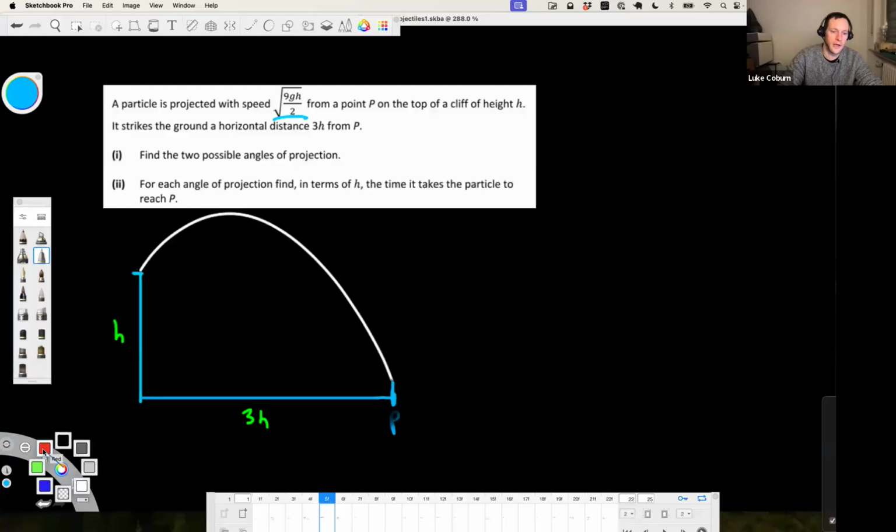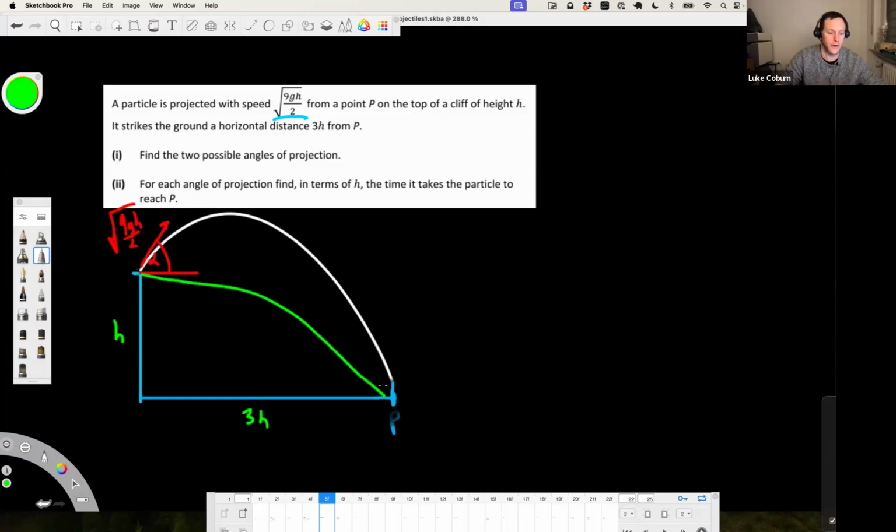Okay, so what do we know? We know that the initial velocity is the square root of 9gh over 2. We need to find the two possible angles of projection, so let me call it alpha. And the second one might even be a negative one, but it doesn't matter. We'll draw it like this, end up getting two answers out, and we can interpret that afterwards.